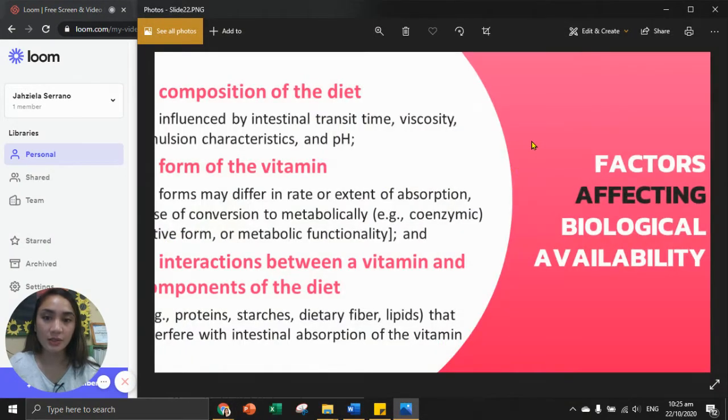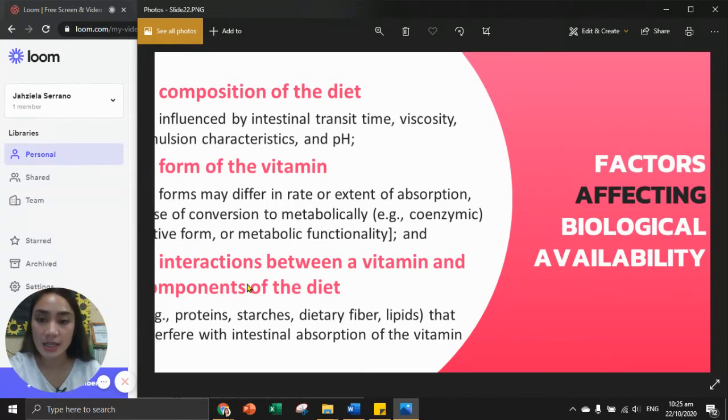Okay, let's continue. So, another factor affecting bioavailability is the form of the vitamin. Depende nga. For example, ang form ng vitamin, pwede siyang in a pill, mas madaling ma-absorb siguro ng katawan once it's in pure form. And other form of vitamin, pwedeng attached siya sa food. So dito, nag-differ siya talaga in rate or extent of absorption. So in active form, metabolic functionality, etc.